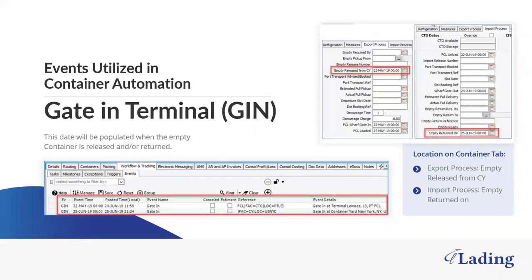Gate in terminal, GIN. This date will be populated when the empty container is released or returned. So on the export process, we will see this date under empty released from container yard. There's the event, there's the date. On the import process, we'll see it under empty returned on. There's the event, there's the date.